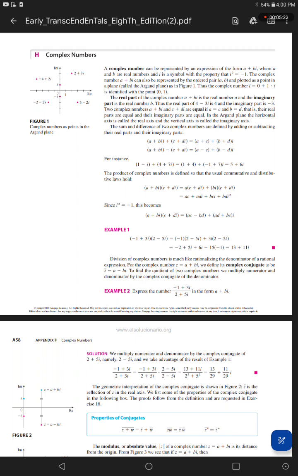Division of complex numbers is much like rationalizing the denominator of a rational expression. For the complex number z equals a plus bi, we define its complex conjugate to be z bar equals a minus bi. To find the quotient of two complex numbers, we multiply numerator and denominator by the complex conjugate of the denominator.